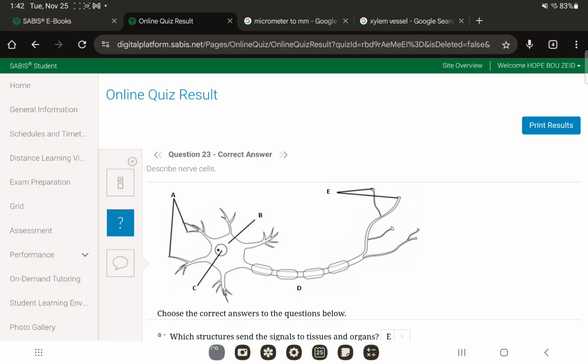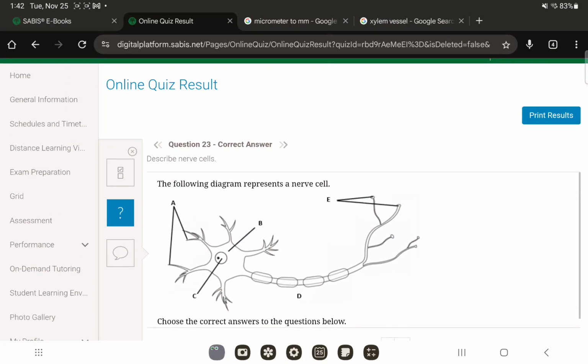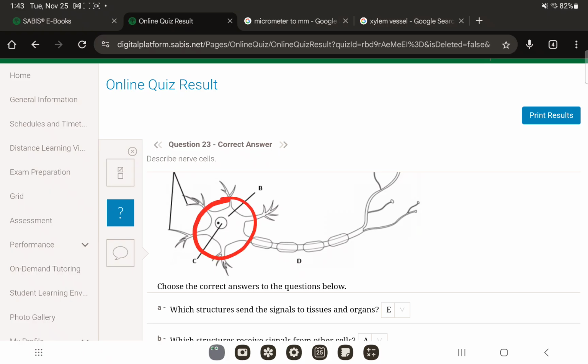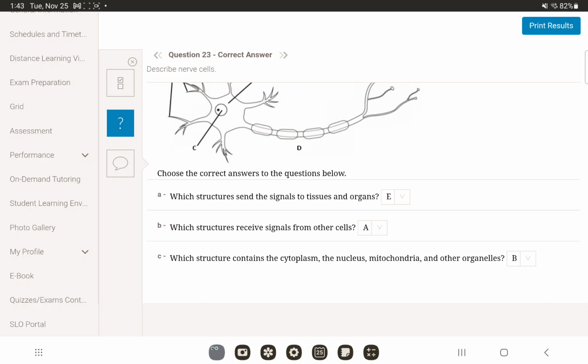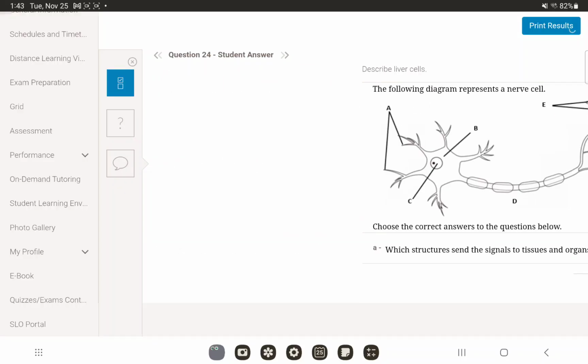And then here, which structure receives signals from other cells? A. Which structure contains the cytoplasm? Oh, sorry, what I was trying to look for was the part that actually makes the message, the cell body. So this part. Yeah. Which structure contains the cytoplasm, the nucleus, the mitochondria, and other organelles? B, which is the cell body.